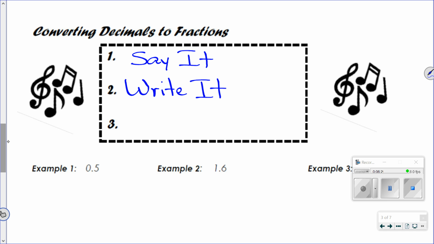And then my personal favorite is step 3. I will give you a hint. We're talking about fractions. So what do you think we would do next? Annie? Simplify it.